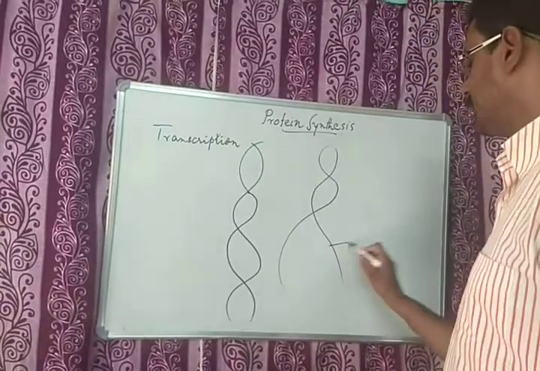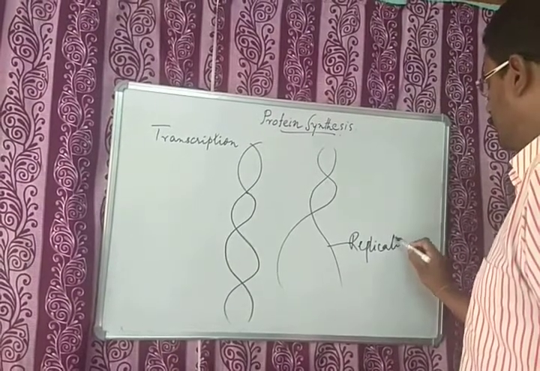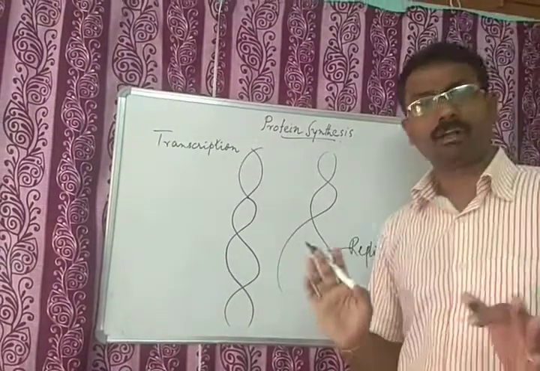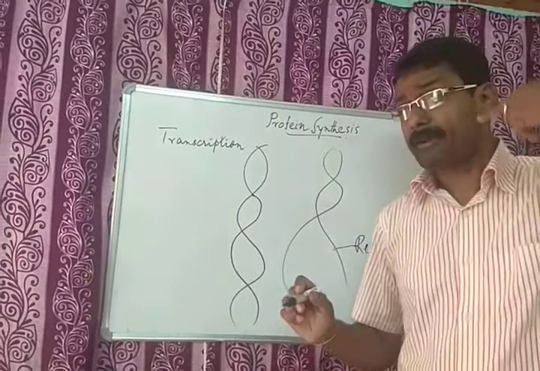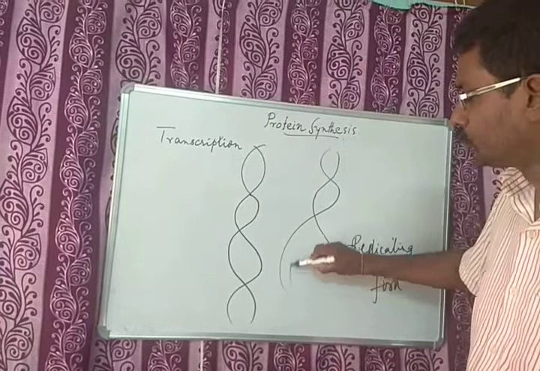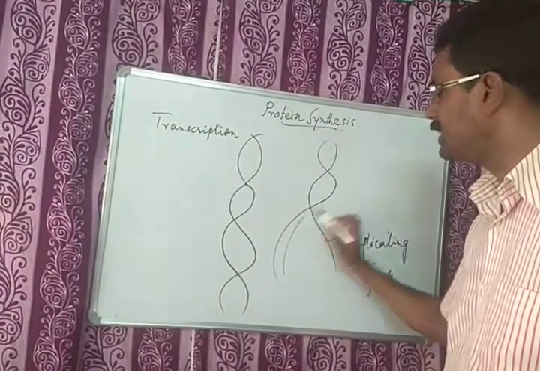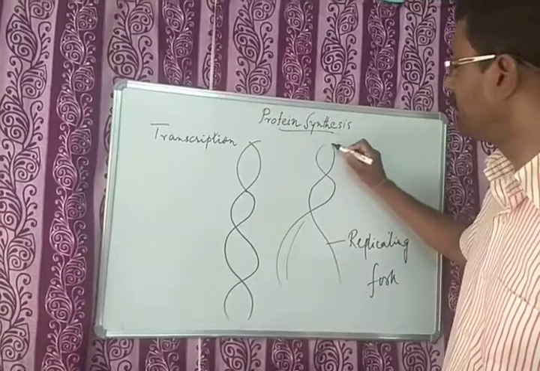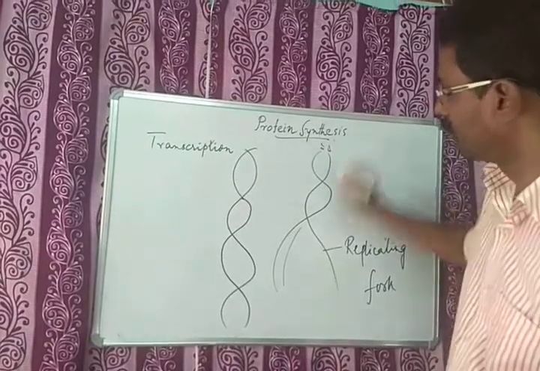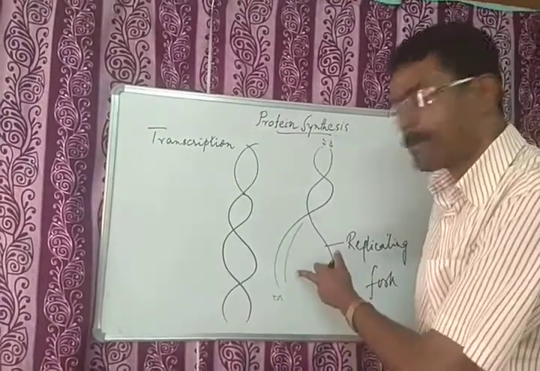It forms what? Here, the replicating fork. And then I am coming to the earlier one, finding the RNA primer to come here in this place. This is a leading strand. So here we are finding 3' to 5', and here 5' to 3'. So the RNA primer has come.